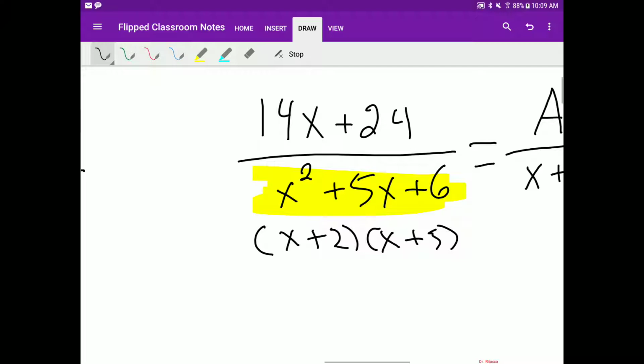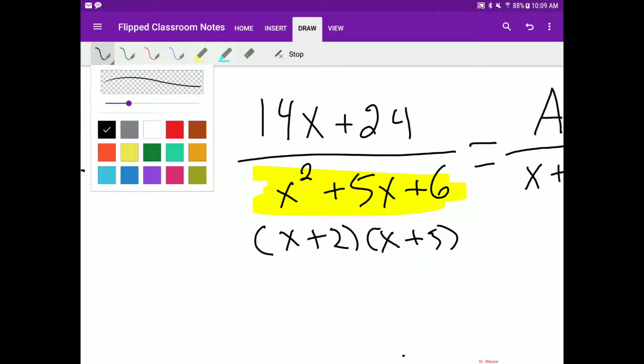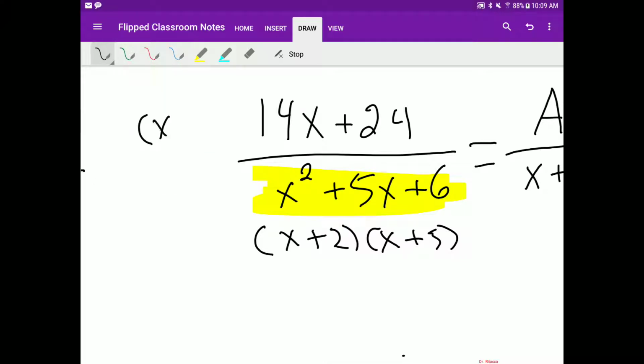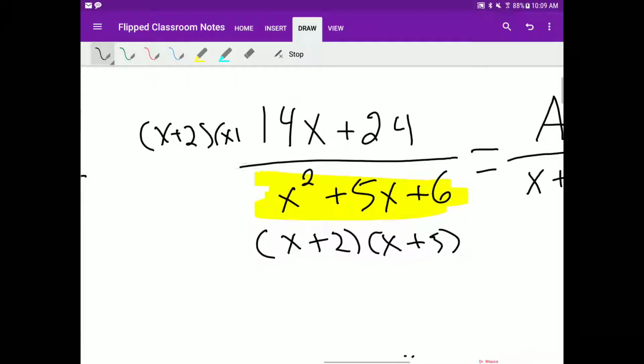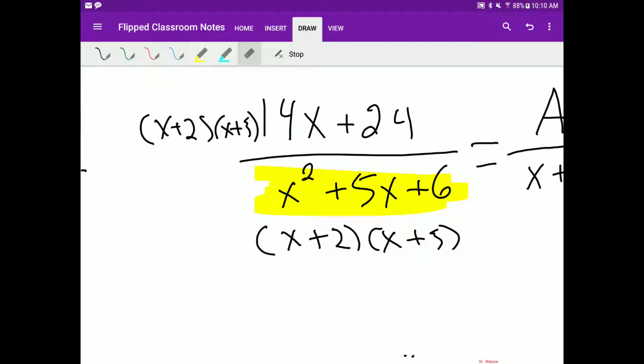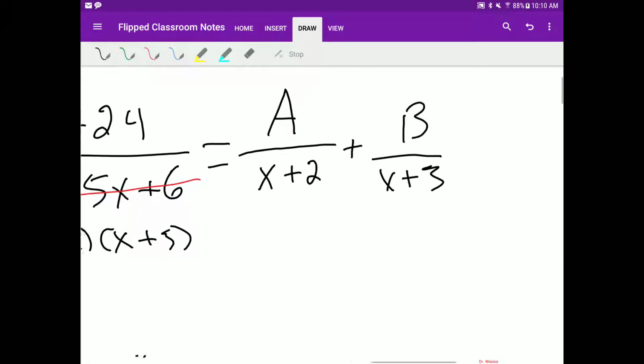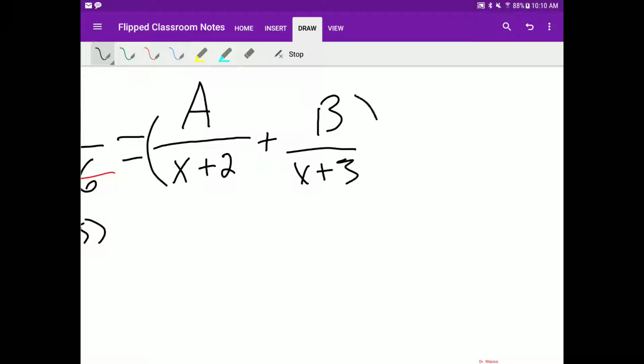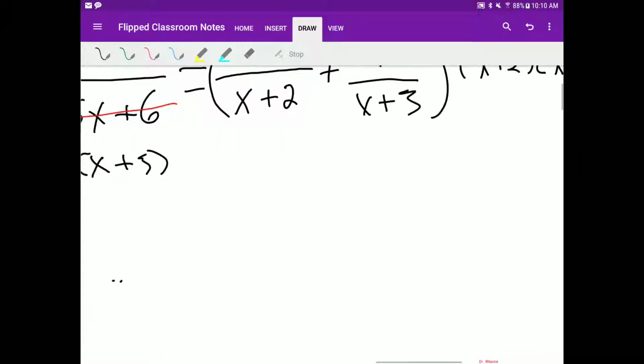Right? So if we multiply this side by x plus 2 times x plus 3, then our denominator is going to cancel. This is going to cancel, and this is going to cancel. And then we have to do the same thing on the other side. Right? So now we need to multiply this side by x plus 2, x plus 3.